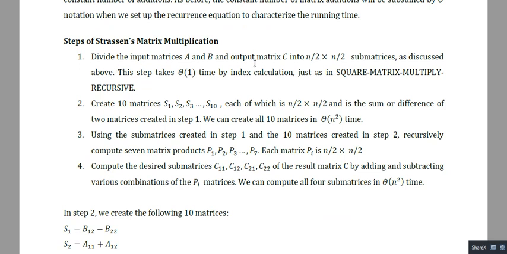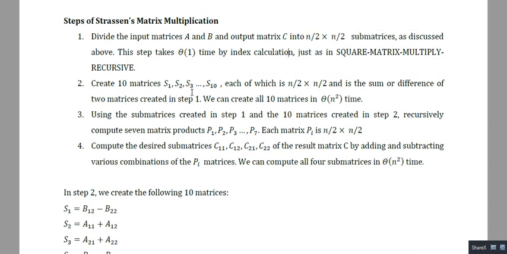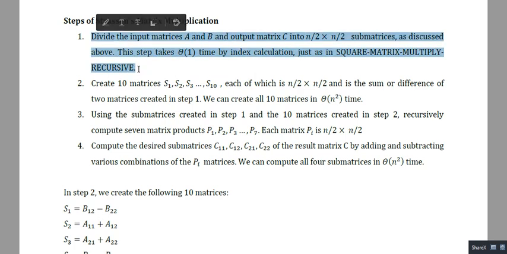So here same thing we apply. We divide A, B, C. A, B are the input matrices and C is the output matrix. So we divide all the matrices A, B, C into submatrices, and each submatrix will have the order n by 2 cross n by 2. Okay. So once that is done, this is same as the earlier case.